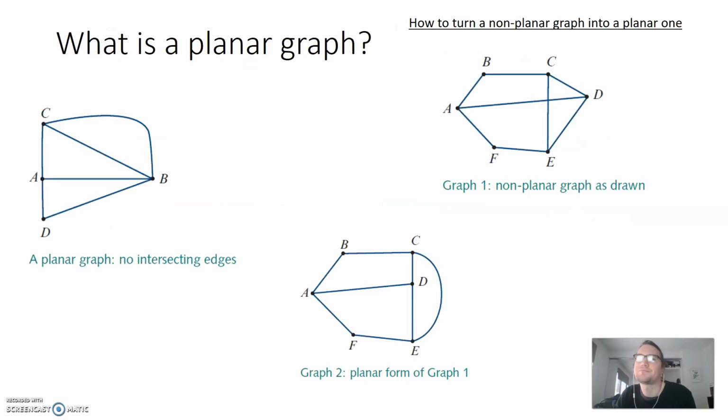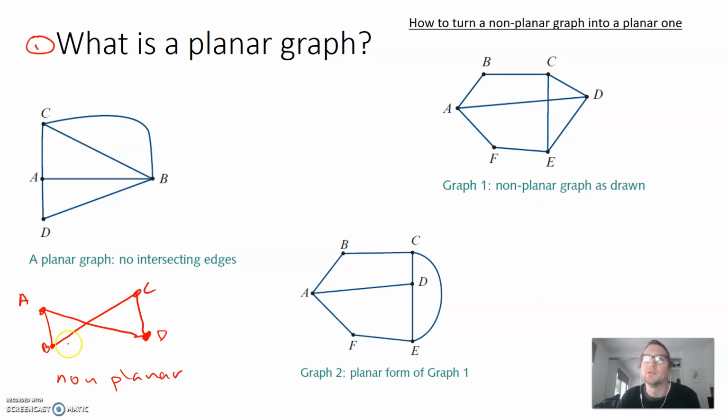General Mathematics. So first thing, what's a planar graph? Basically a planar graph has no intersecting edges. If I draw this graph here, with big dots as vertices and my edges, A, B, C, D, that's a non-planar graph. It's non-planar because these two edges are intersecting, and that's the definition. If you've got intersecting edges, it's non-planar.